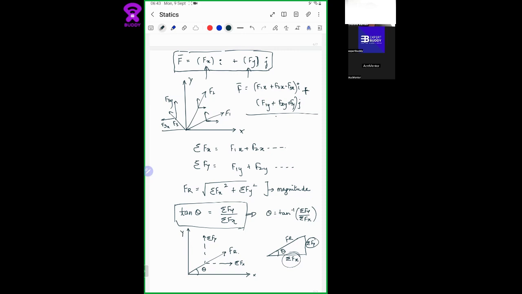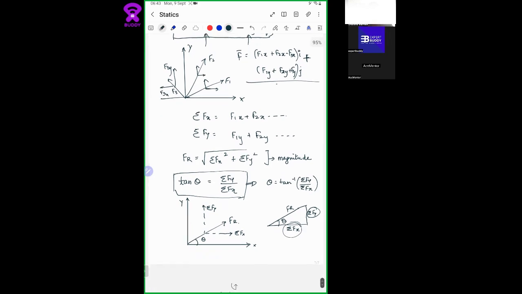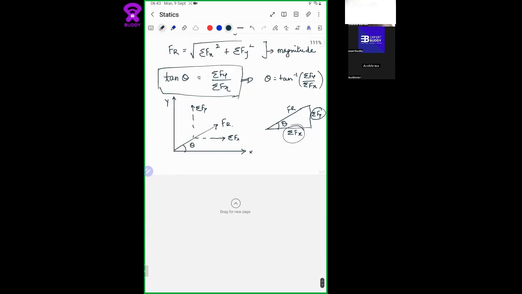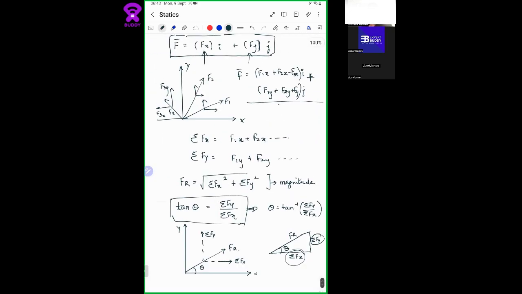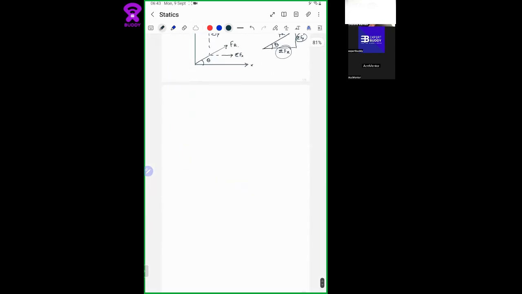I hope it's clear. It's clear. Okay. We'll take a small example today. Cool. So what does the example say?